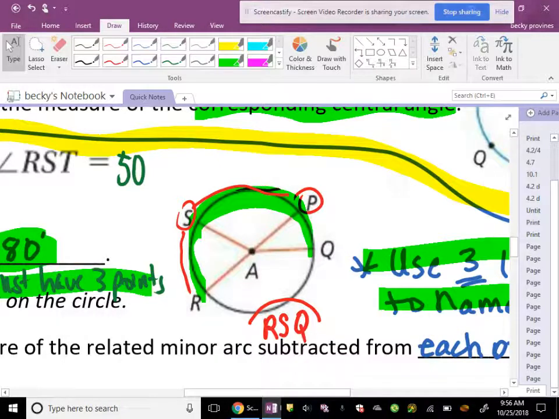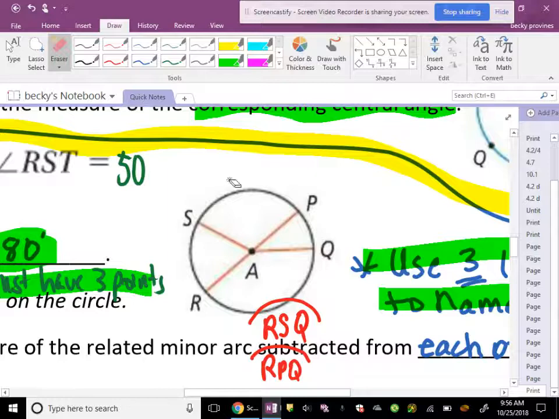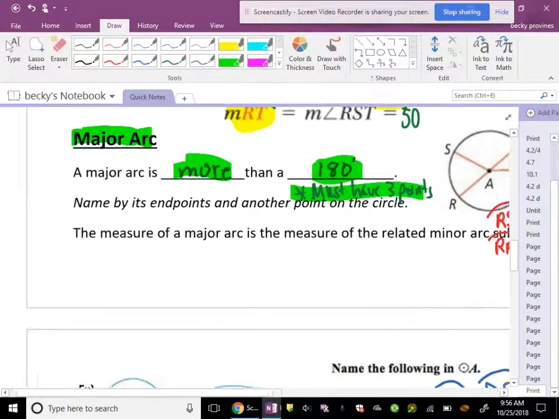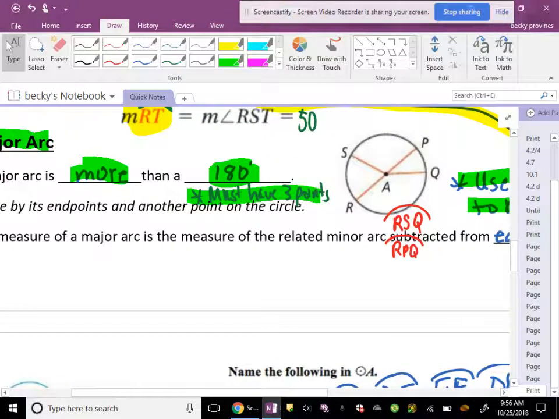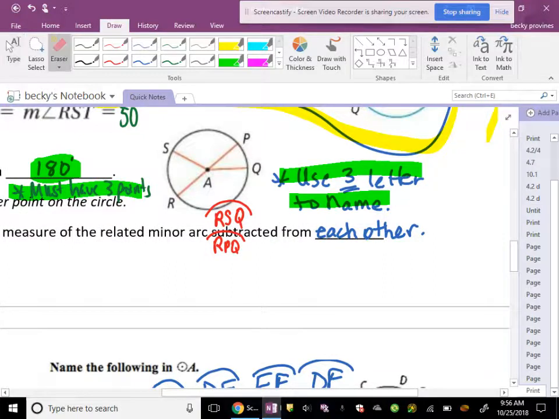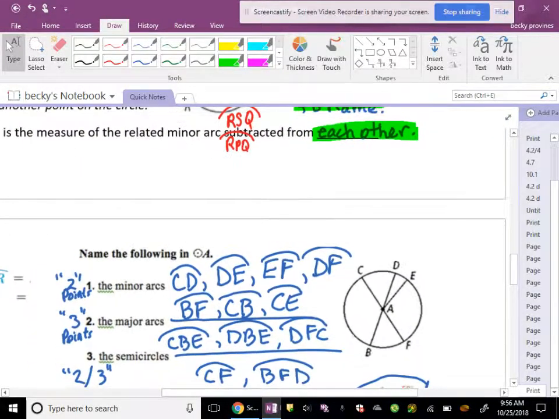Okay, now there are other ways to name it, but that's one way to name it. If you wanted to name it RPQ, you definitely could. If you wanted to switch the R and the Q, you could. So there's lots of variations here, so your answer does not have to be the same as mine to be correct. The measure of the major arc is the measure of the related minor arc subtracted from each other. I'll show you what this means. That probably makes no sense. I'll show you what that means in the next one.